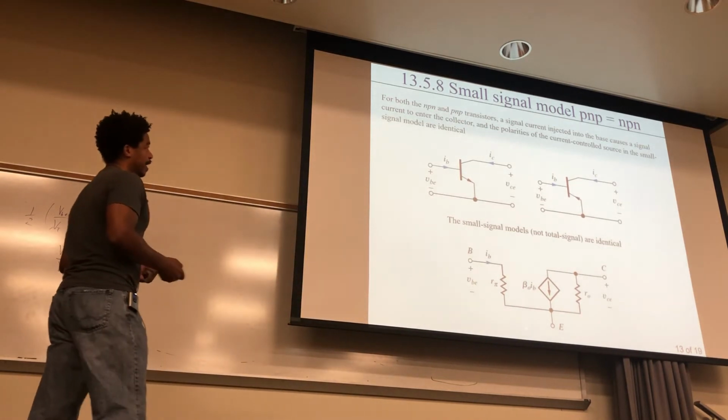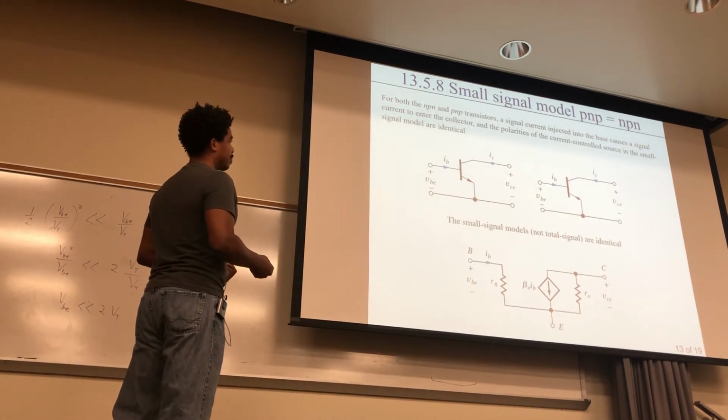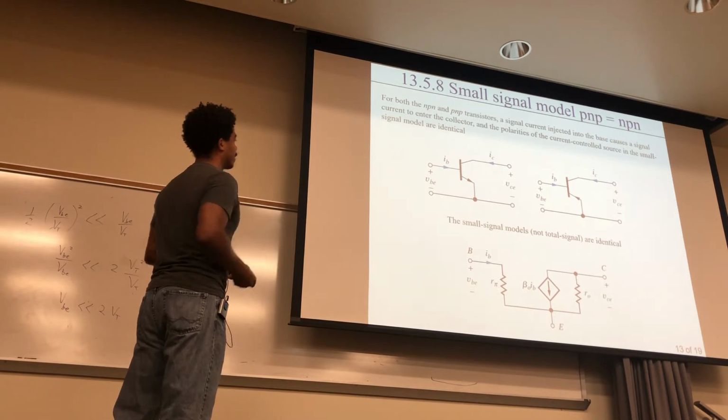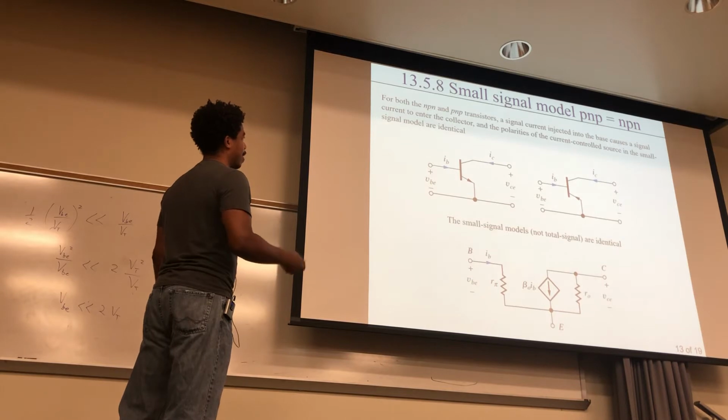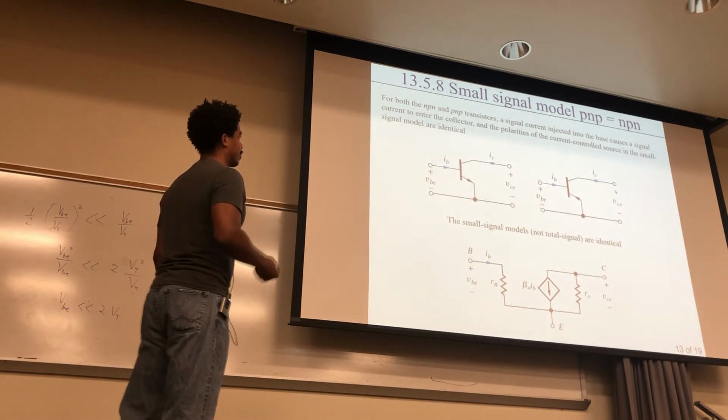And again, this is the simplified version. Oh wait, it's not simplified because R0 is still there. But here's the hybrid pi model right here that both of these correspond to.